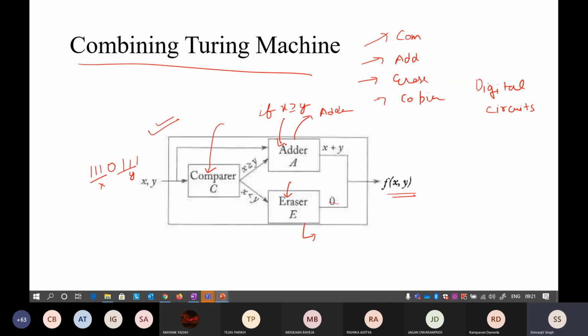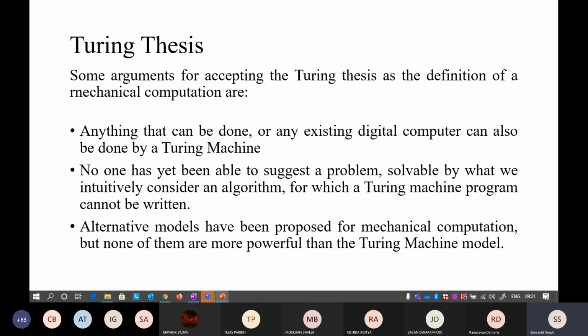This is just an example that you can define or combine various Turing machines that we have already discussed in the previous lecture. Now this is again the formal definition of the Turing thesis that was already discussed. I have told you that the argument of the Turing thesis was that anything that can be done by any existing digital computer can also be done.